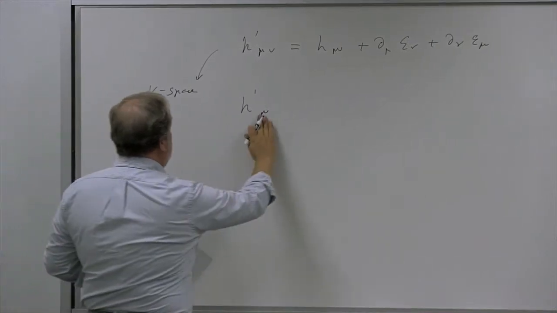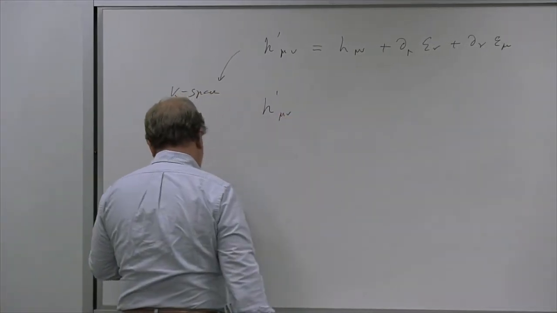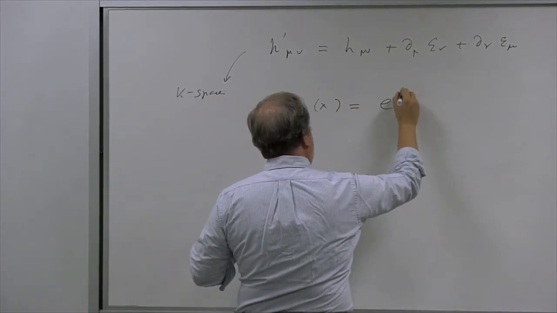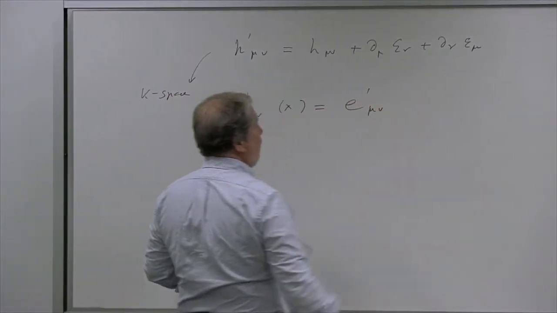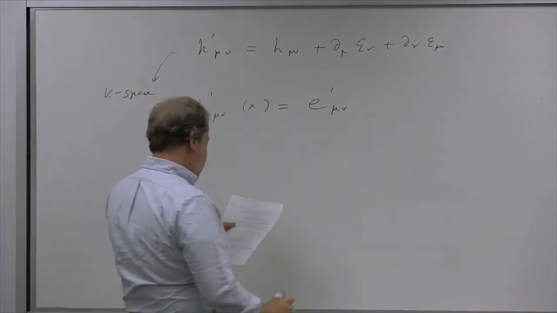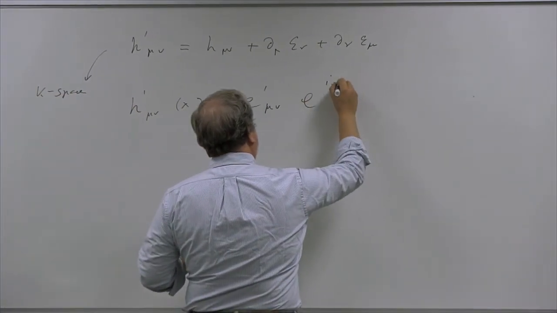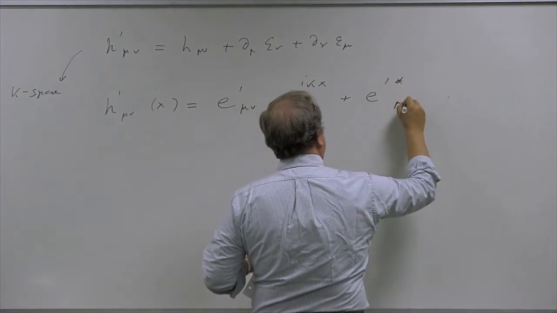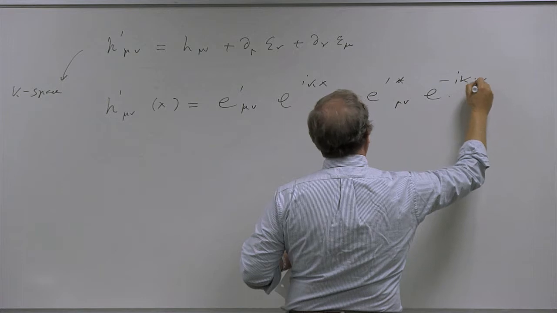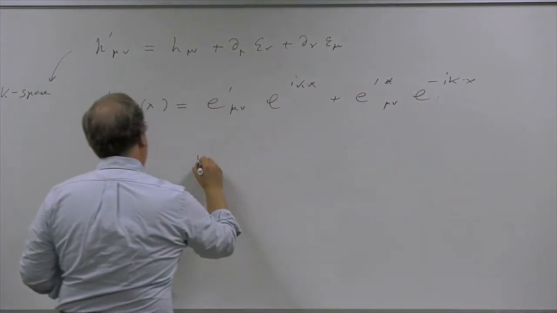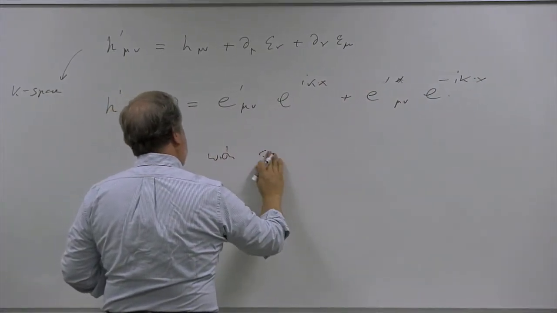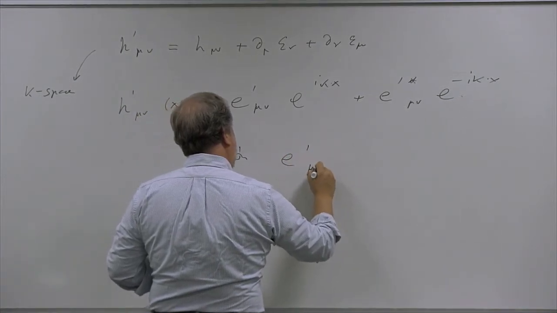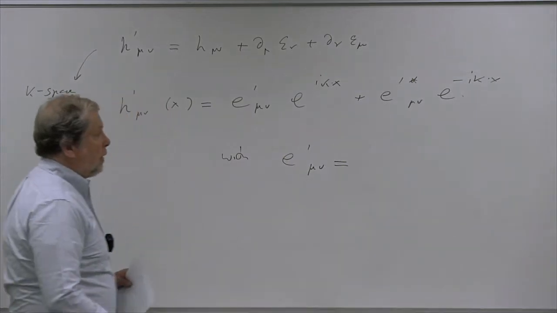that h prime mu nu of x is equal to some e prime mu nu, which is just a new polarization vector, times e to the I k dot x plus e prime star mu nu times e to the minus I k dot x. So how does that transform?